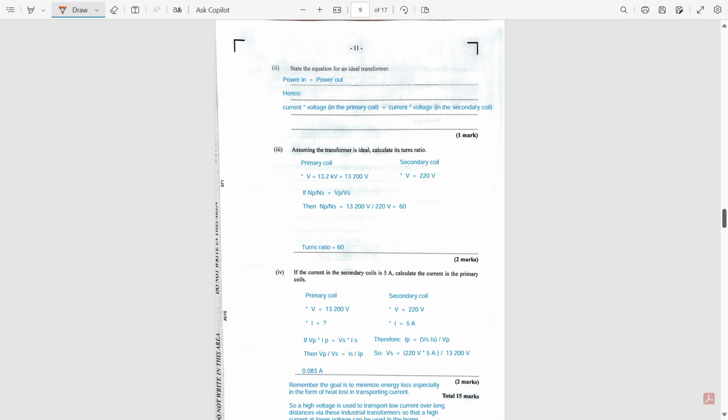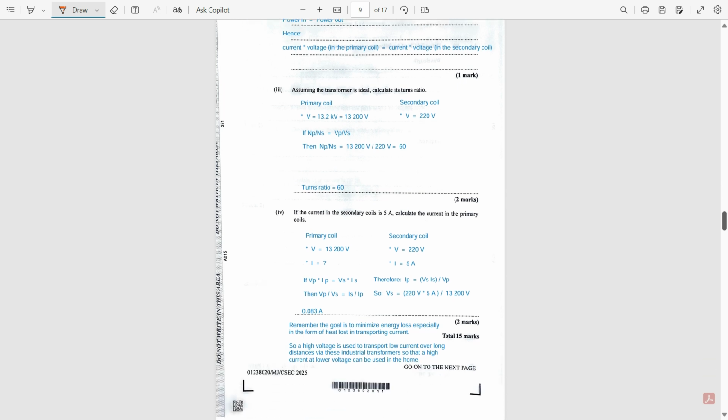State the equation for an ideal transformer. Power in equals power out, hence current times voltage in the primary coil is equal to current times voltage in the secondary coil. Assuming the transformer is ideal, calculate its turns ratio. In the primary coil, we are given the voltage, which is 13,200 volts. We convert the kilovolts to volts. And in the secondary coil, we have 220 volts.